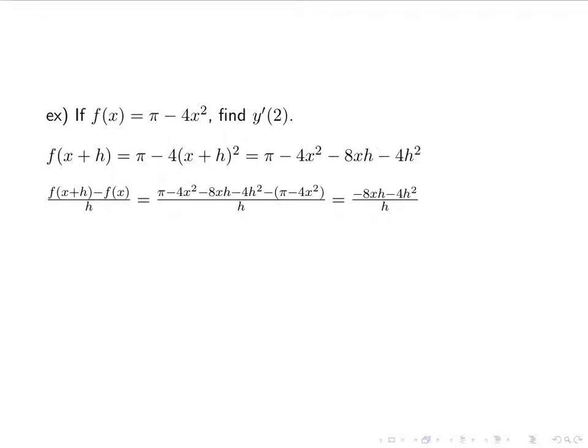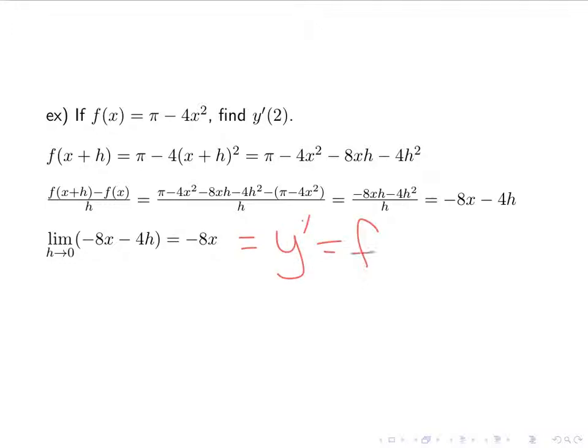Again, every term has an h, so I can divide by it. Negative 8x minus 4h. I'm interested in what happens when h goes to 0, so I get negative 8x. So this is y prime, or f prime of x.